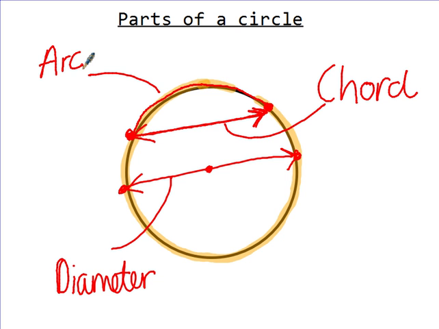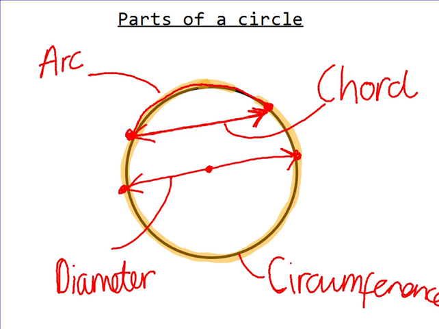So far we have circumference, which is the length around the outside of a circle, the diameter, which is a line that passes through the centre of a circle and joins 2 points on the circumference. A chord is a line that joins 2 points on the circumference but doesn't pass through the centre, and an arc joins 2 points on the circumference but passes along the curved edge.